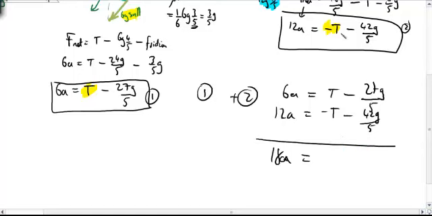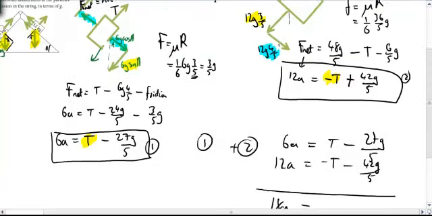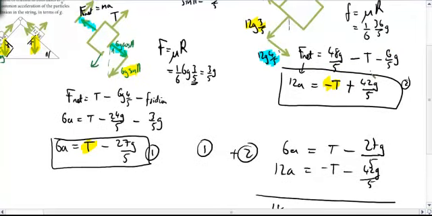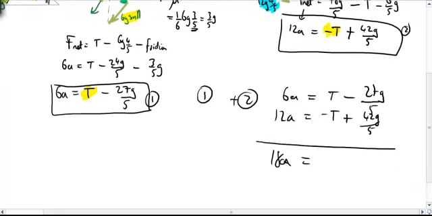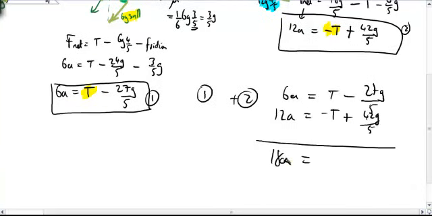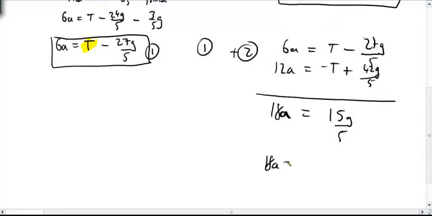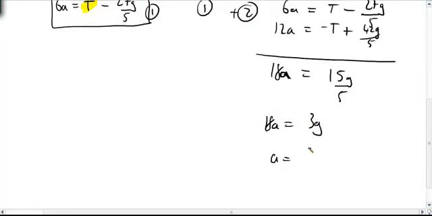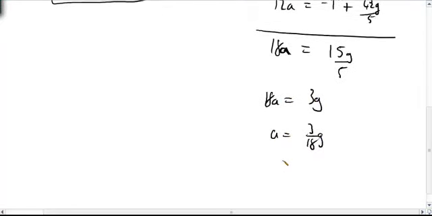this one is a plus, is it? Can I just double check that? It should be plus 42, definitely, thank you. So we get 18a is equal to plus that, 5, carry the 1, 15g/5. 18a is going to be equal to 3g, and a is equal to 3/18g, or dividing, a is equal to g/6. And that was the question that they asked us to work out.